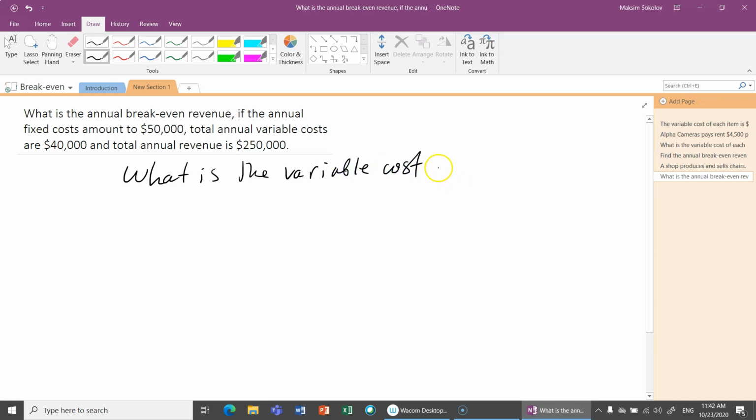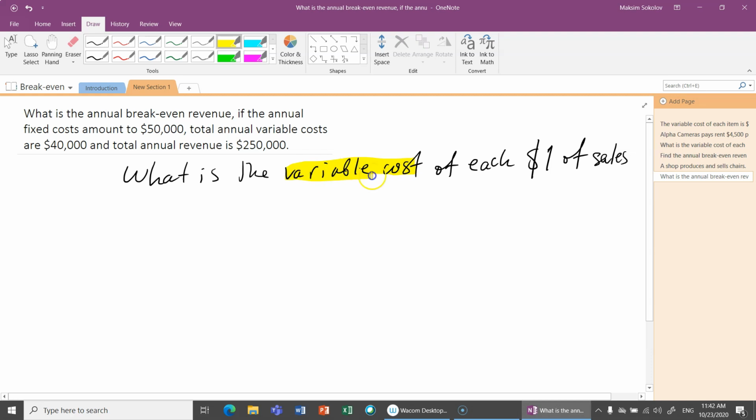What is the variable cost of each $1 of sales? In other words, it doesn't matter what I sell, but I can ask this valid question. How much money should I spend to make $1 of sales possible? And how many dollars should I spend in terms of variable cost to make each $1 of sales possible? What is the variable cost of each $1 of sales?